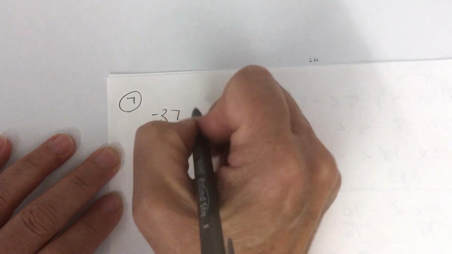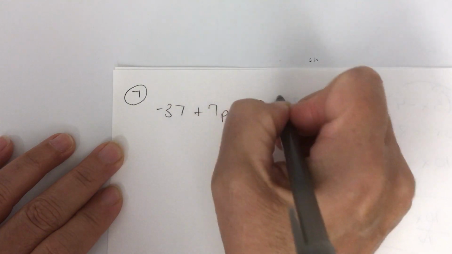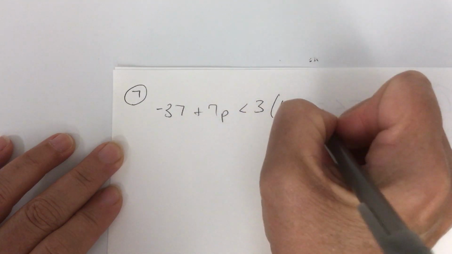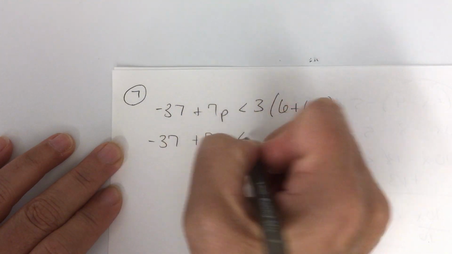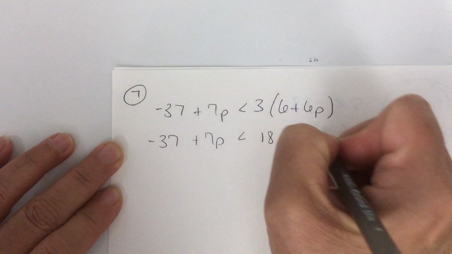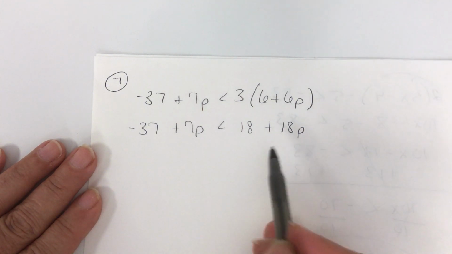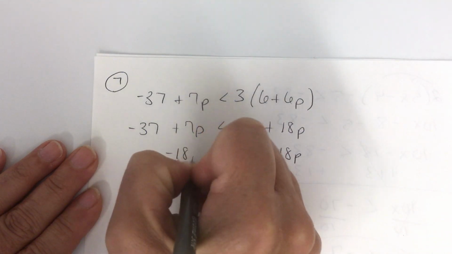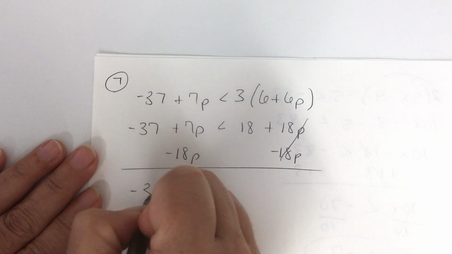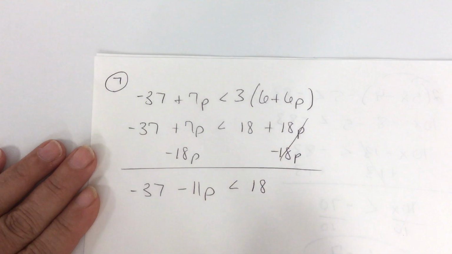Okay, number 7. Negative 37 plus 7p is less than 3 times 6 plus 6p. So negative 37 plus 7p is less than 18 plus 18p. Now you can avoid your negatives by subtracting 7p from both sides, but we normally say take your letter on the right and move it over to the left. So if I subtract 18p from both sides, I have negative 37 minus 11p is less than 18.